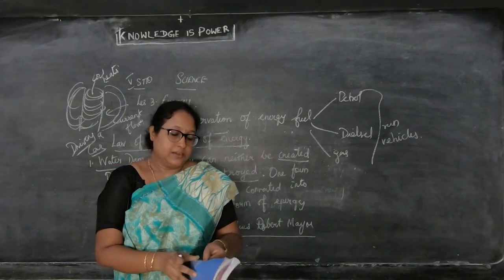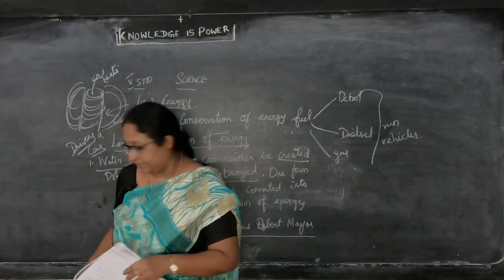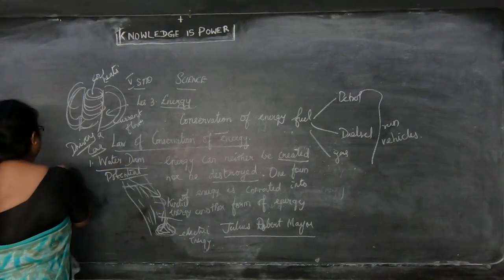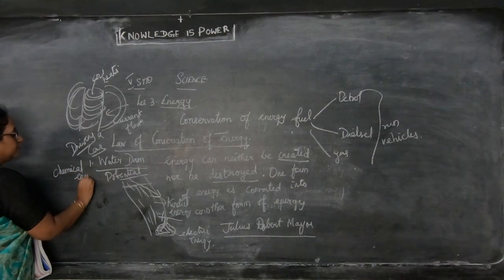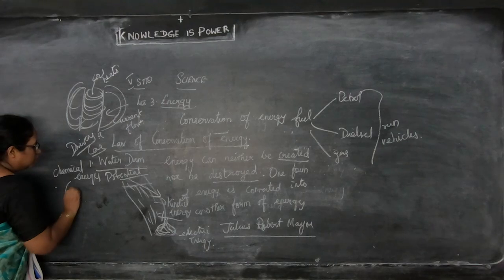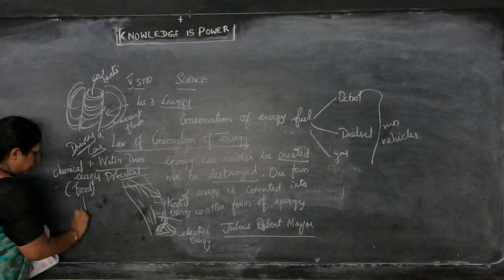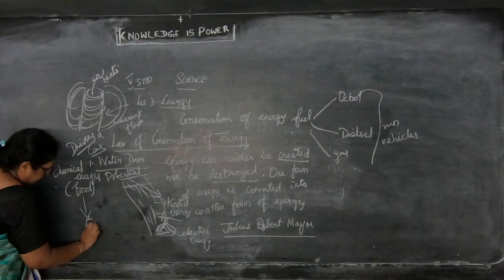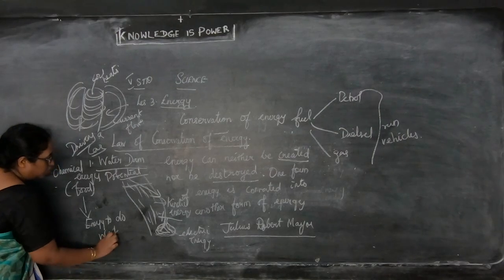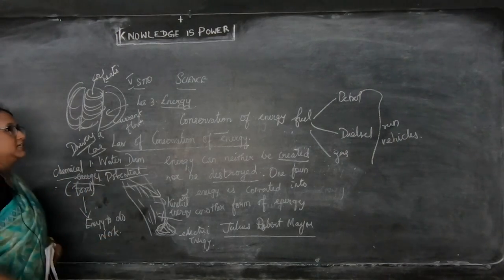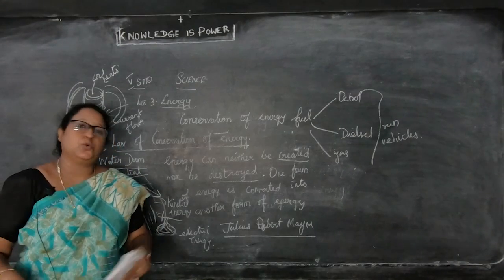So next, children, the last they have given is conservation of energy, that is chemical energy. The food we take also has chemical energy. So this chemical energy is converted into energy to do work. So the food, what does that give? Energy to do work. That is, the food we take is also chemical energy, which gives us energy to do work.